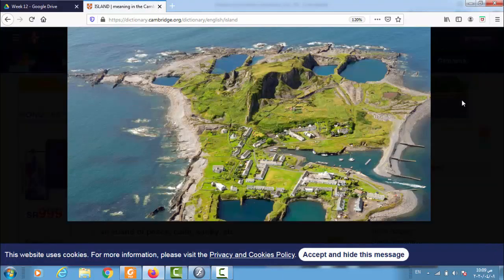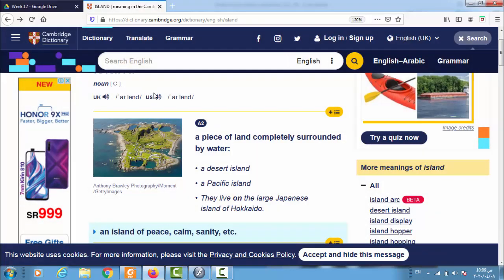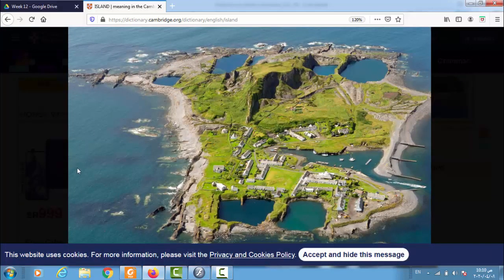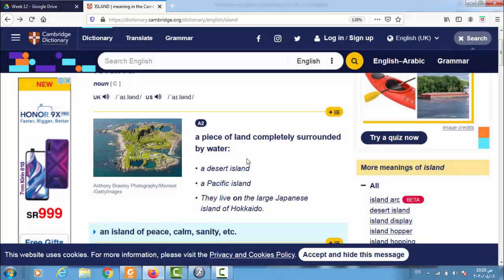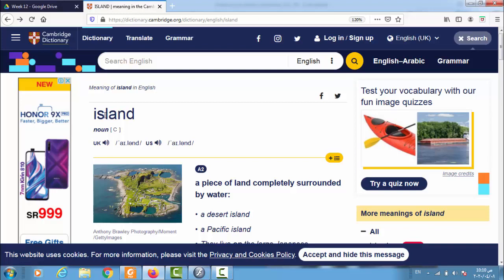Listen, please. This is the word. Island. Island is a piece of land completely surrounded by water, like this one in here. This is an island. And you can see that the S here is a silent consonant. This is the silent consonant in the first word.